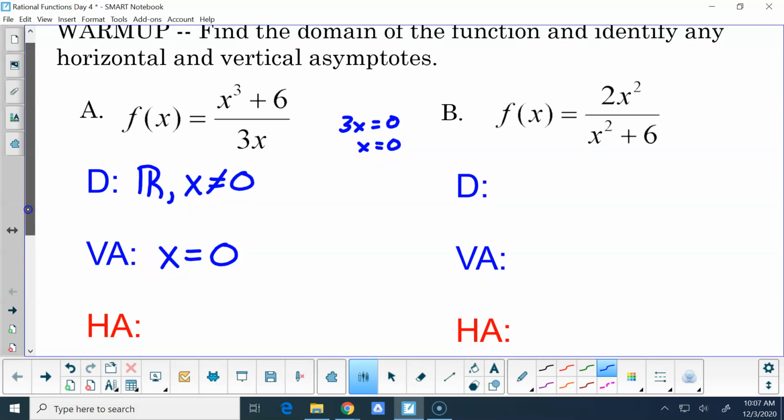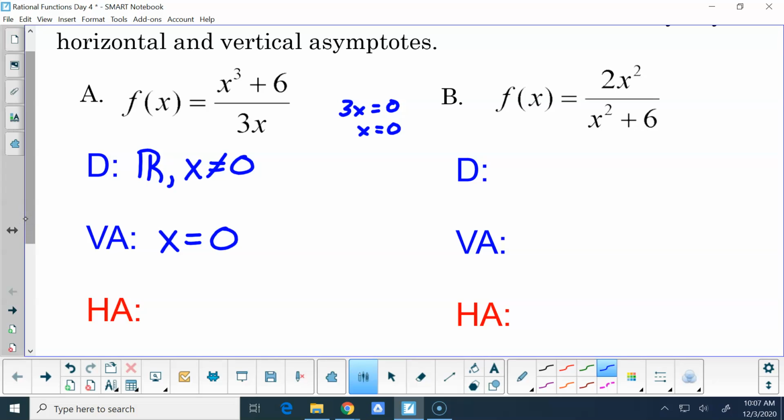Horizontal asymptote, I compare the numerator's degree. The numerator's degree is 3 to the denominator's degree. The denominator's degree is 1. So that is a big over small case. So that tells me that we are in a non-horizontal asymptote case. Agree? Love it.